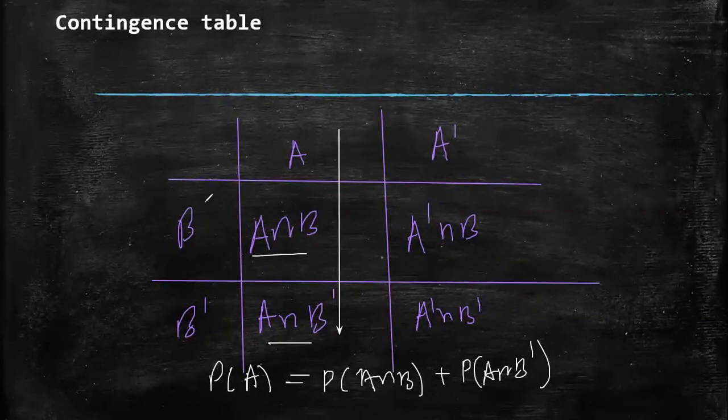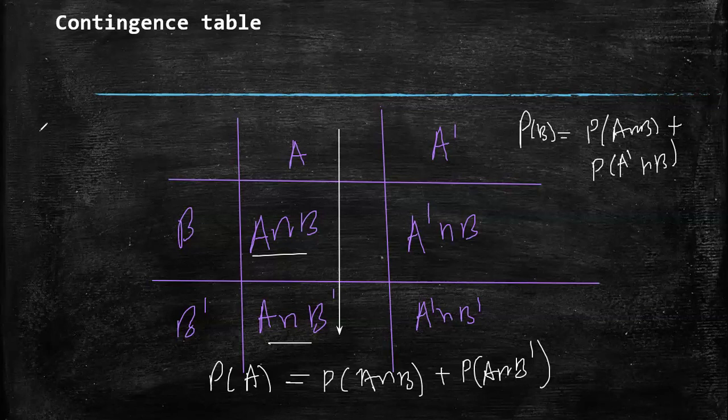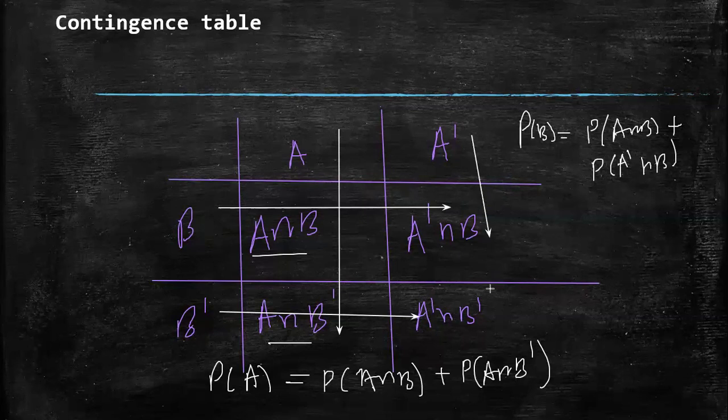If we are interested in getting probability of B, then we add along this line. So we say probability of B is equal to probability of A intersection B plus probability of A prime intersection B. So the same for the rest. So it's just a matter of following the rules here. So this is for B, this is B prime, this is for A prime. Then I should have added the one here.